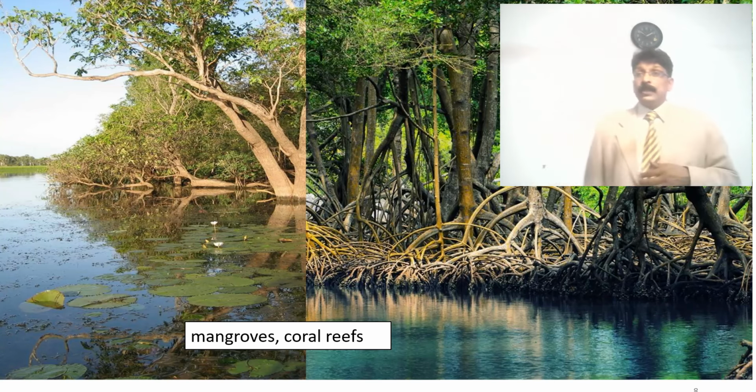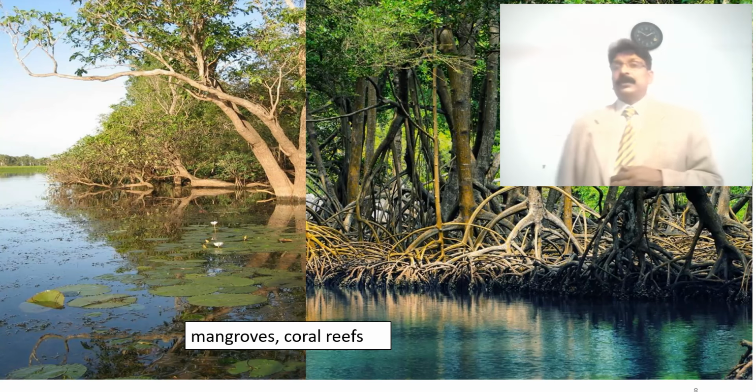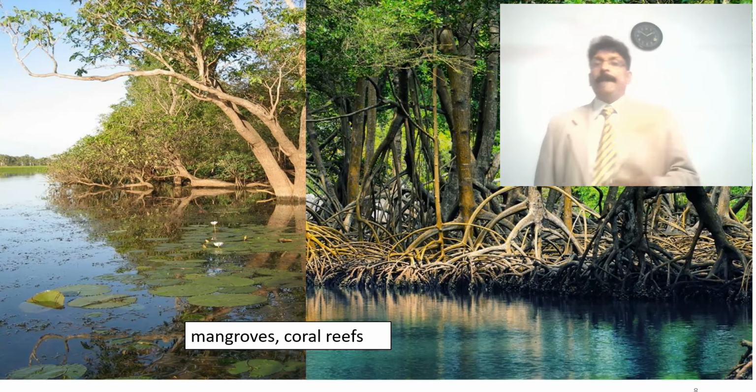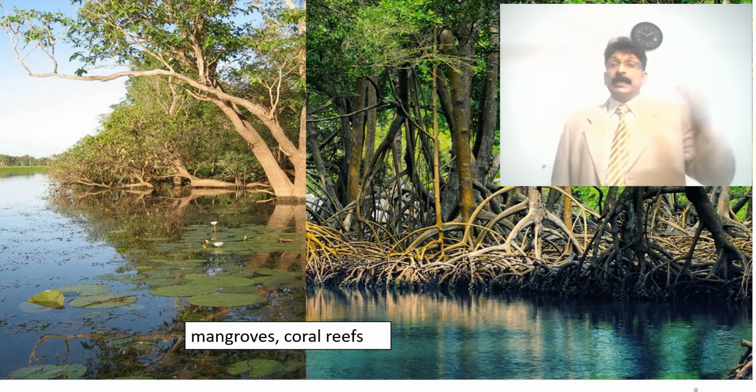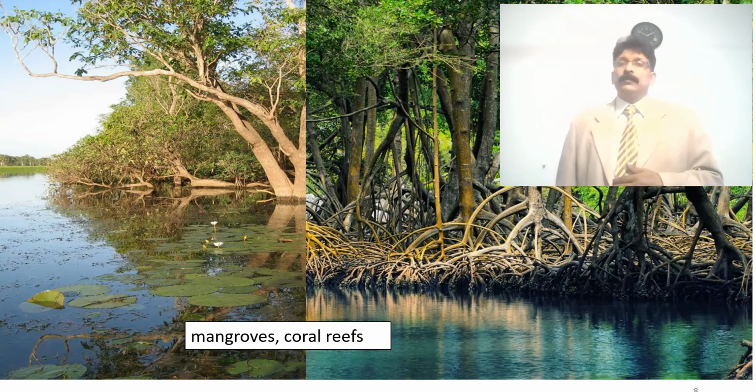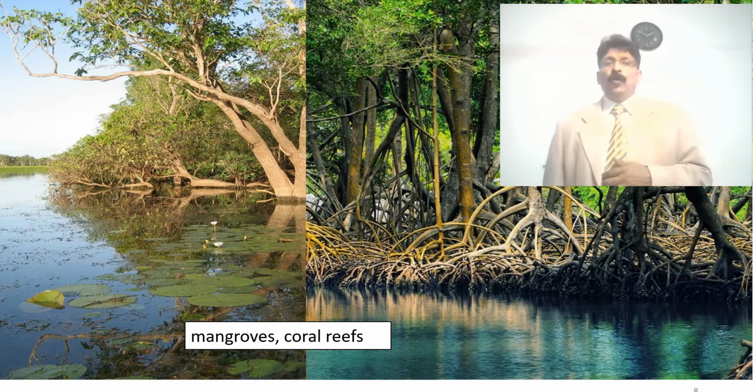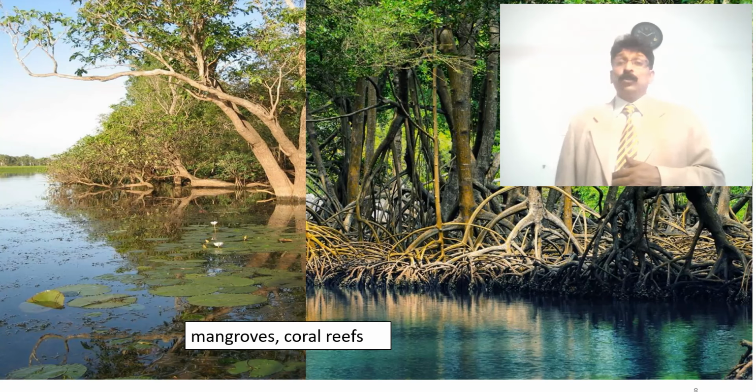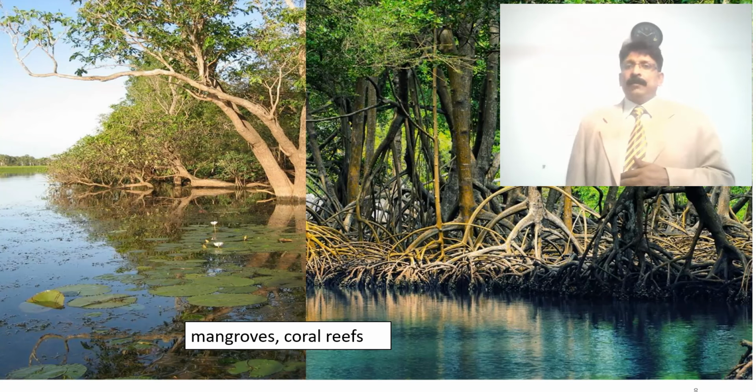You can see these types of mangroves and coral reefs in areas like Venad and Idukki, which are well-resourced places for plants and animals of various species.